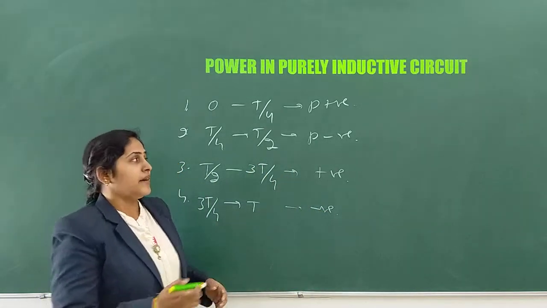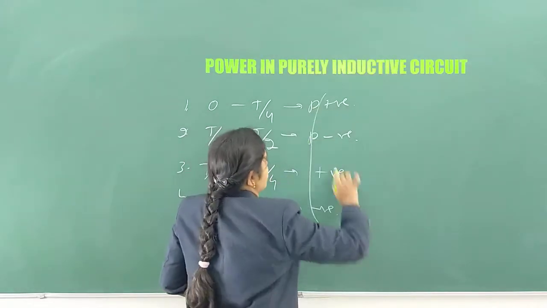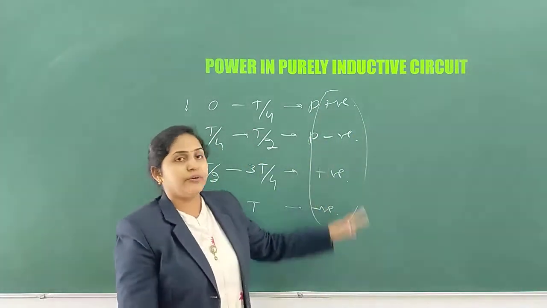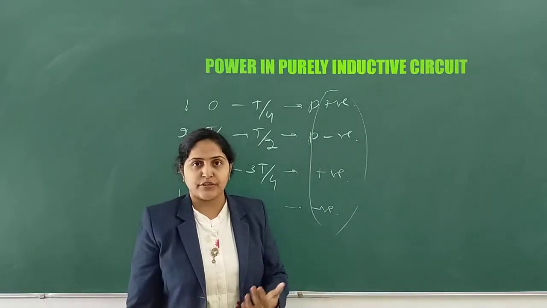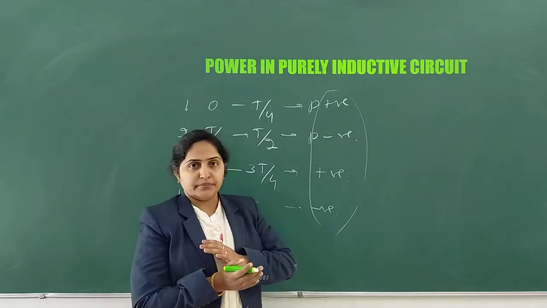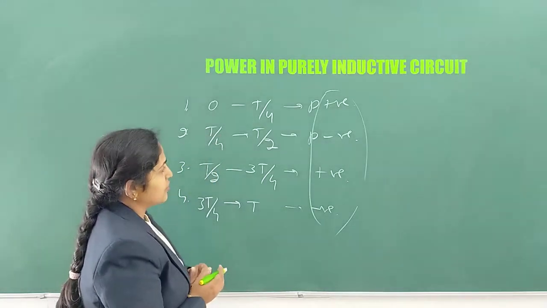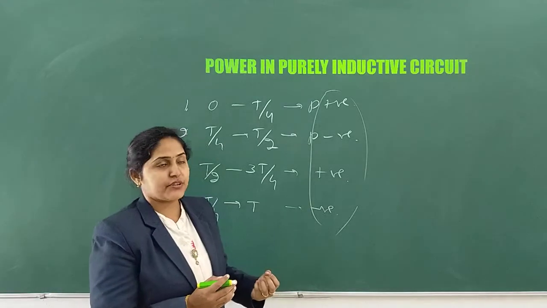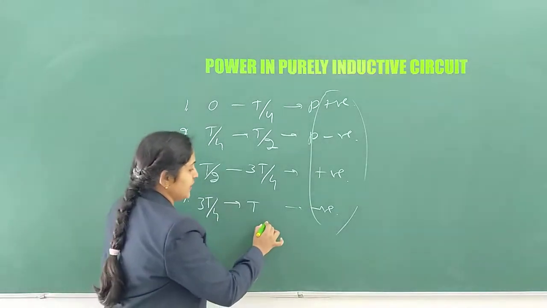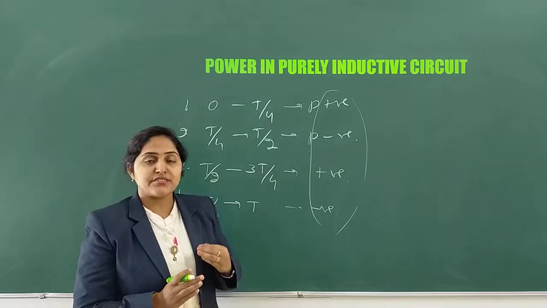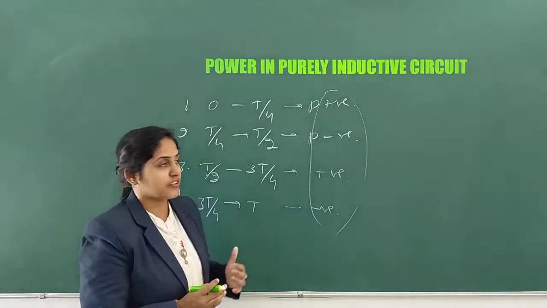This goes on. But when you consider the total of this, positive and negative cancel and give 0 for one complete cycle, that is from the time period 0 to T. So this is about the power. When power is positive, it is understood that the energy is supplied to the magnetic field. Energy is supplied to the magnetic field when the power is positive.